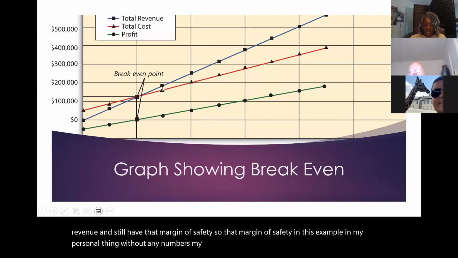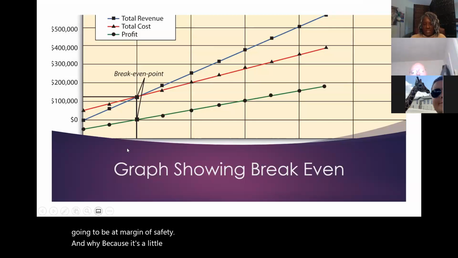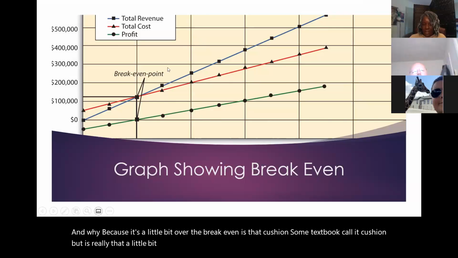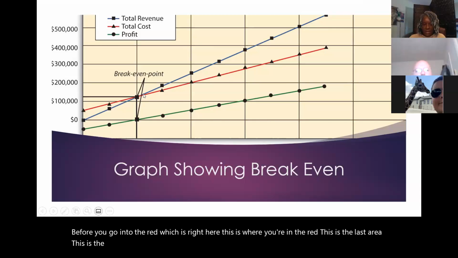So that margin of safety in this example, in my personal opinion, without any numbers, is going to be from here to here. That's going to be the margin of safety. And why? Because it's a little bit over the break even. It's that cushion. Some textbooks call it cushion, but it's really that little bit of flexibility between the profit and the cost before you actually go into the red, which is right here. This is where you're in the red. This is the loss area. This is the break-even area here. And here's the margin of safety between here and here. And then all up here is your revenue.